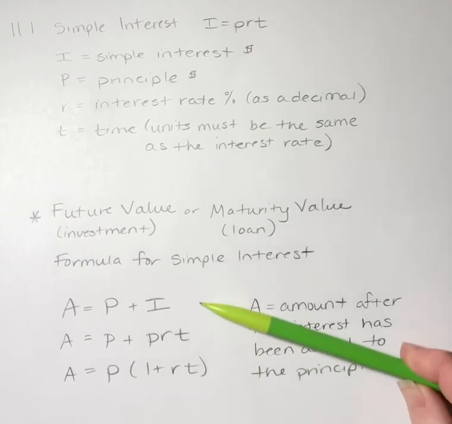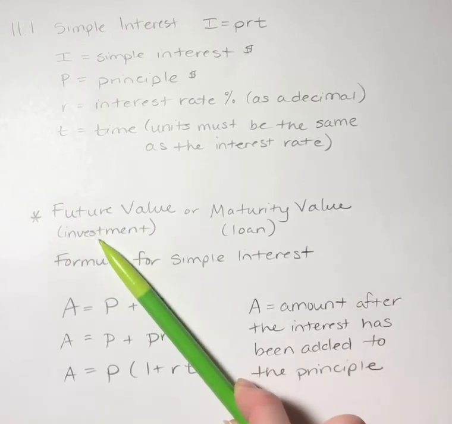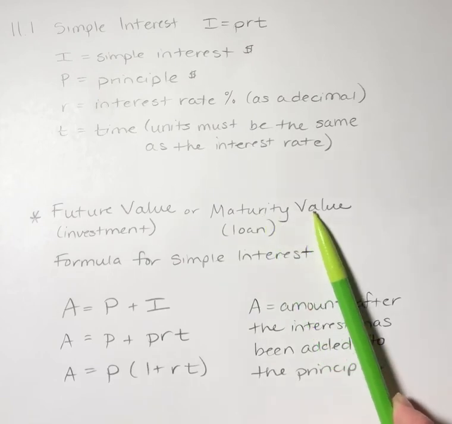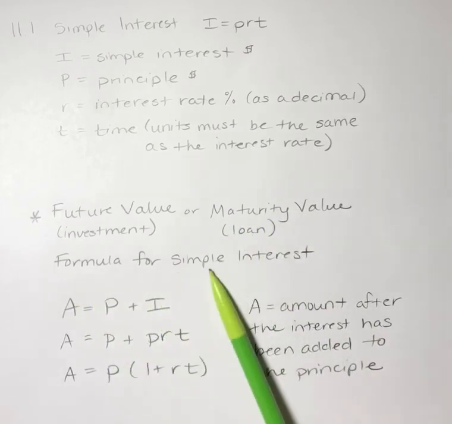A little bit more, we can look at the future value of something, which is if you're going to make an investment, or we can look at the maturity value of something, that's if you have a loan. And again, this is the formula for simple interest.